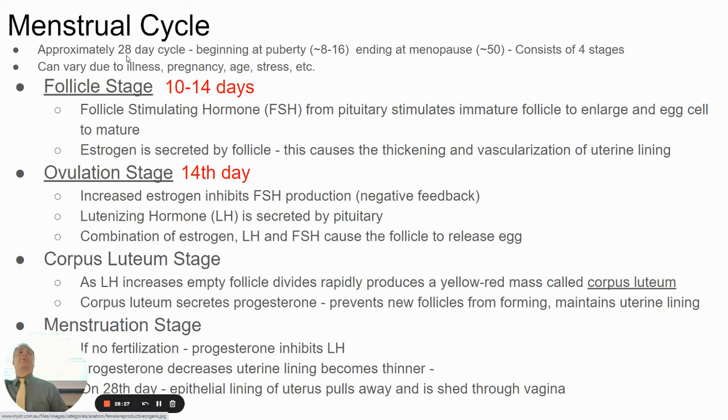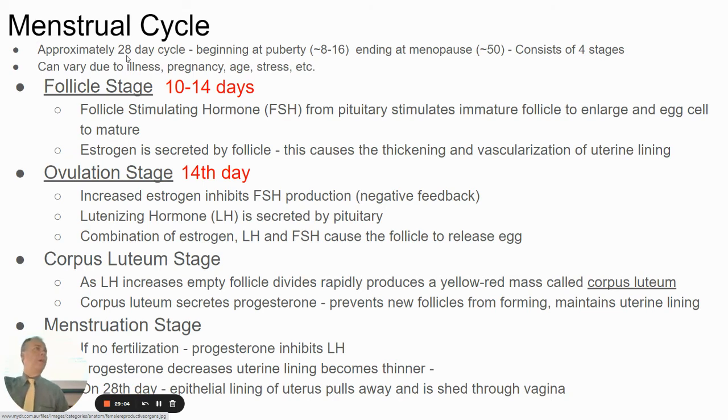Around halfway through the cycle, ovulation happens. So when estrogen is produced from this follicle as it develops, it stops FSH from being produced. And the combination of these signals from these hormones causes the follicle to move to the outside of the ovary, break open, and release a mature egg cell into the oviduct. So it's a combination of these different hormones that signal the ovary to do that.